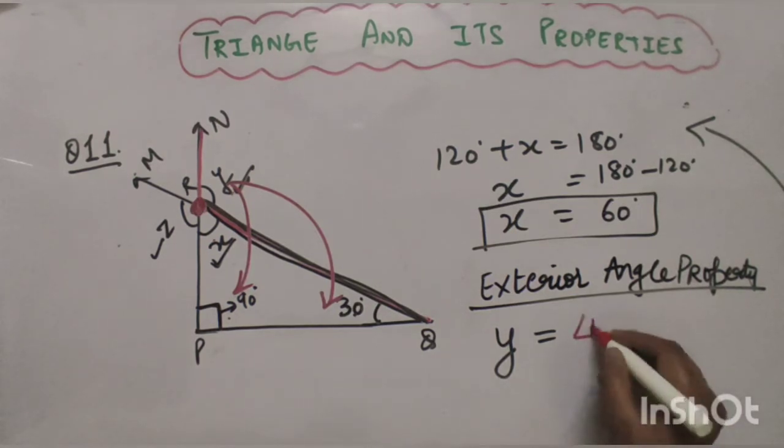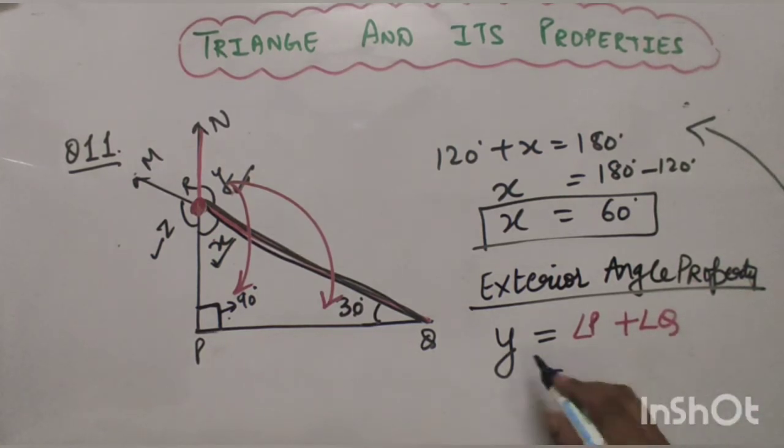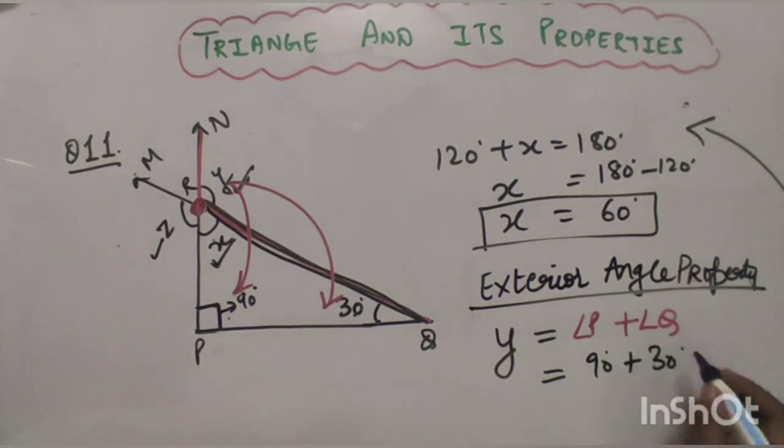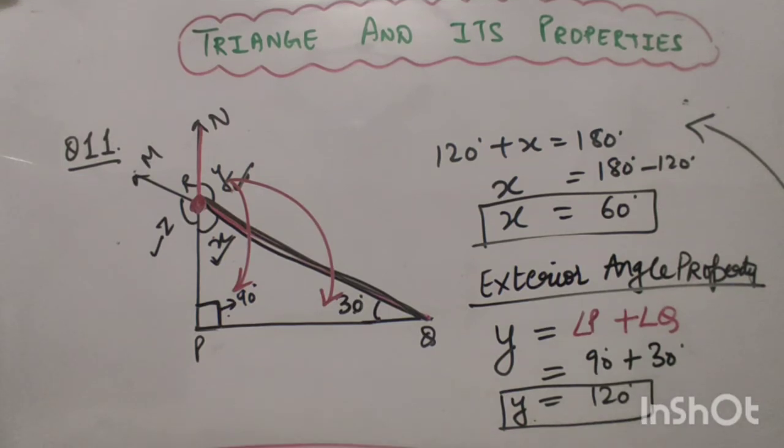So we are going to write them, angle P and angle Q. The sum of angle P and Q will be equal to Y. P is 90 degrees, Q is 30 degrees, so it comes to 120 degrees. So here we can say that the value of Y is equal to 120 degrees.